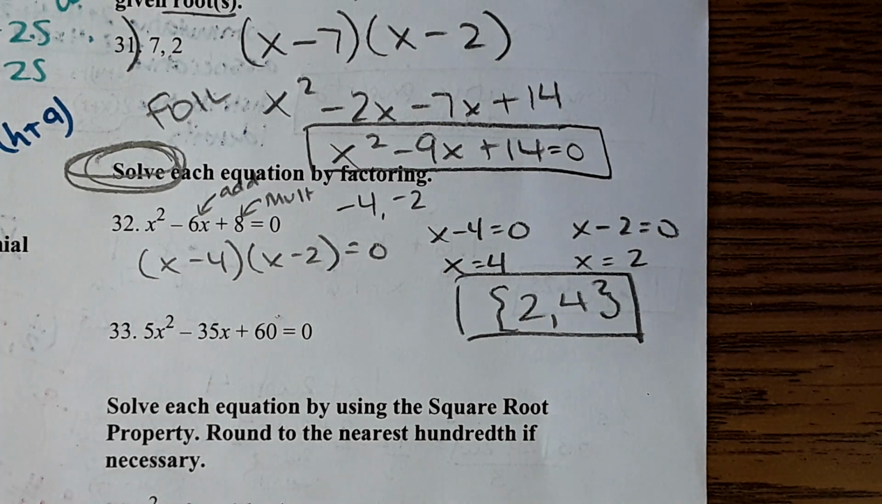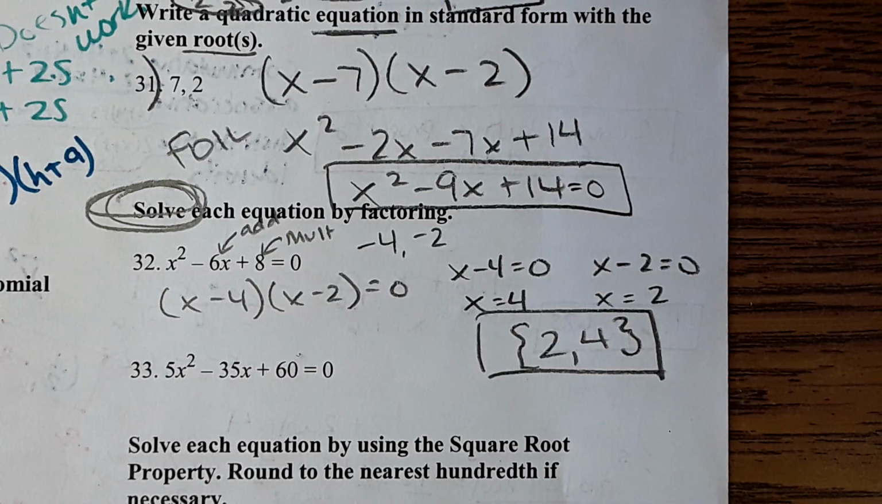So, sorry, going back to 31, wait, you said that if it's -7 and -2, it becomes a... Positive. Okay. Yeah.